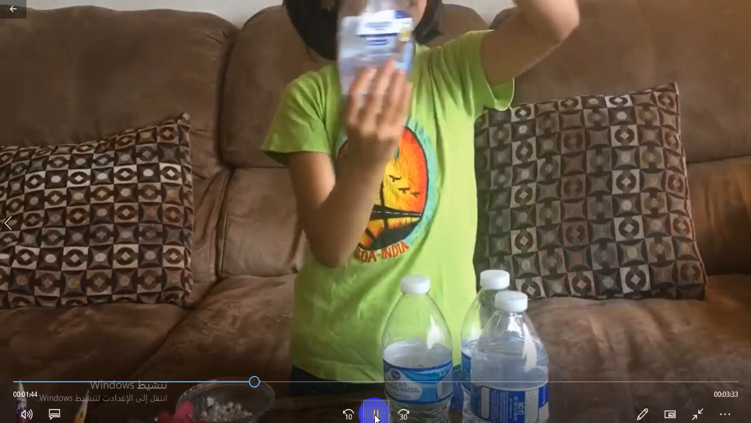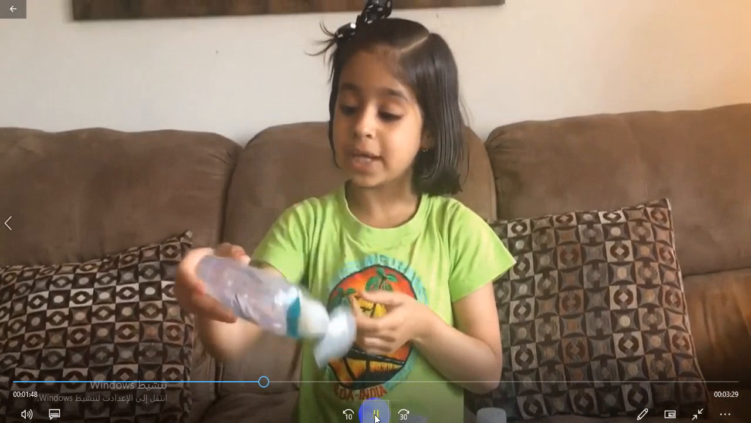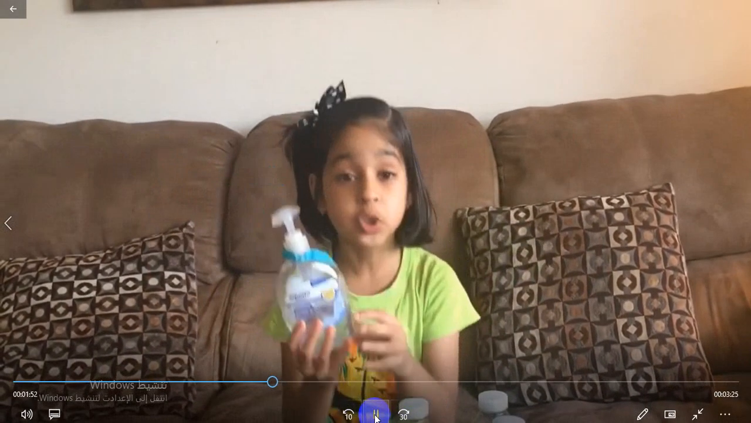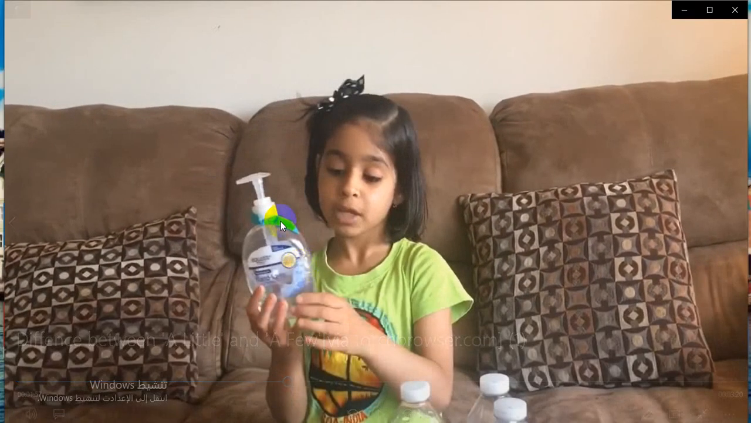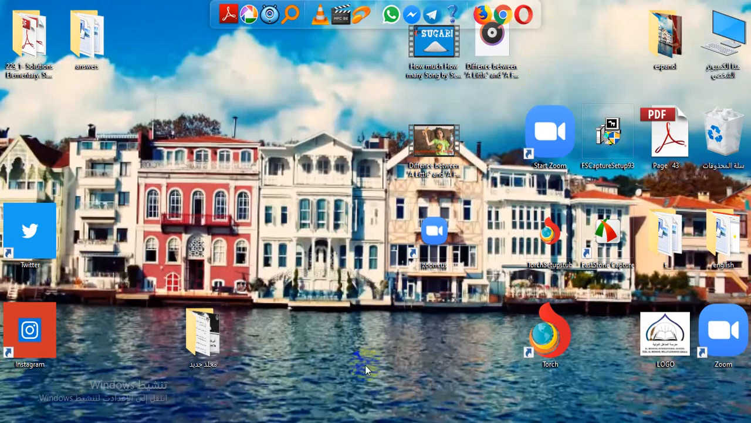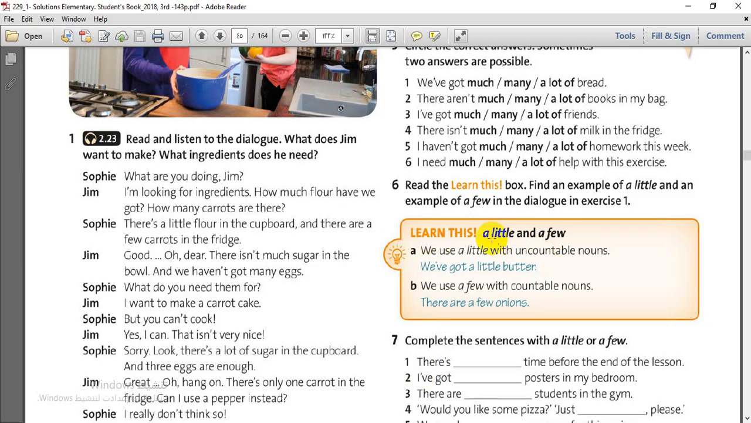So, is this a little? Yes, it is, because we cannot count this too. It's not in separate parts. It's just joined together and made into liquid. Yeah, it's enough for this. Let's go back here. So, we use little with uncountable nouns and we use few with countable nouns.